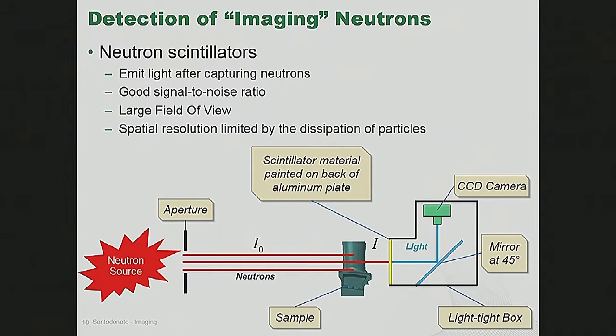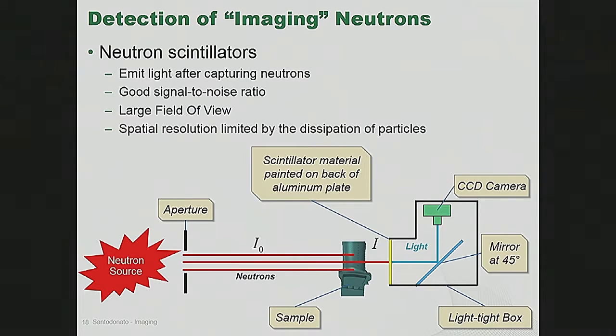So, detection of neutrons, and I already mentioned this: light is emitted after capturing the neutrons. This gives us a good signal-to-noise ratio. So we have a grayscale range that really allows us to discriminate between slightly different transmissions, and that's one of the big advantages. Another thing is a large field of view. Our beam cross-section is as large as about 8 centimeters by 8 centimeters, and scintillator screens of that size are readily available. They're not outrageously expensive compared to other types of detectors. So that's the big advantage.